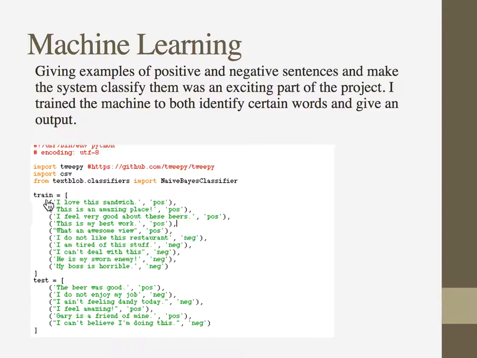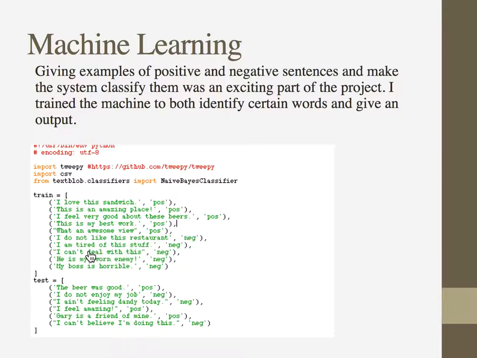We use the code train equal open and then test equal open. Here we were including "I love this sandwich," which is positive. We are using the word love, so we're training the system to say, okay, love, that's positive. "This is an amazing place" is a positive tone. Let's check another sentence that is in negative language: "I do not like this restaurant." Of course, "do not" is a negative use. So we're teaching the difference between positive and negative to the machine.